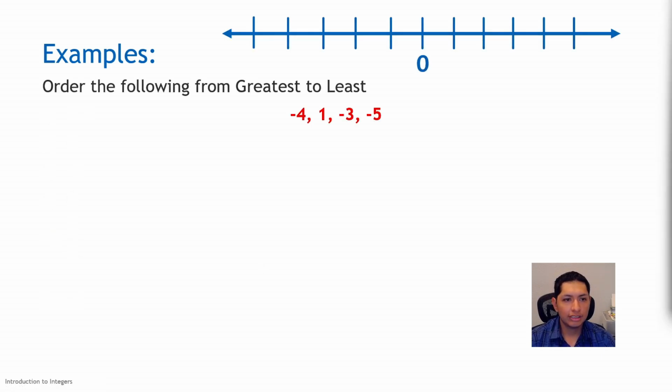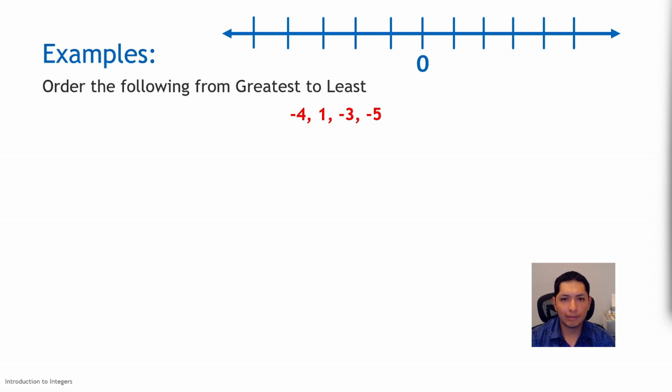Next example. Let's order the following from greatest to least. Here are the four numbers: -4, +1, -3, and -5. Also, you may have noticed this now, but just like how you don't need to explicitly write a positive sign for positive numbers, you don't need to say out loud +1 if you say a number without the sign. If I only say 1, it is understood that it is a positive 1.